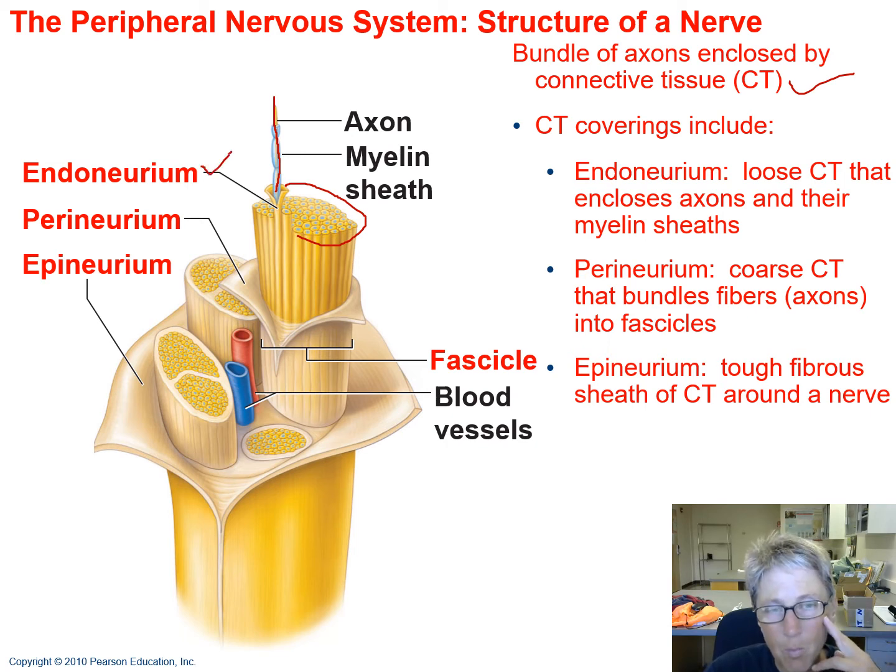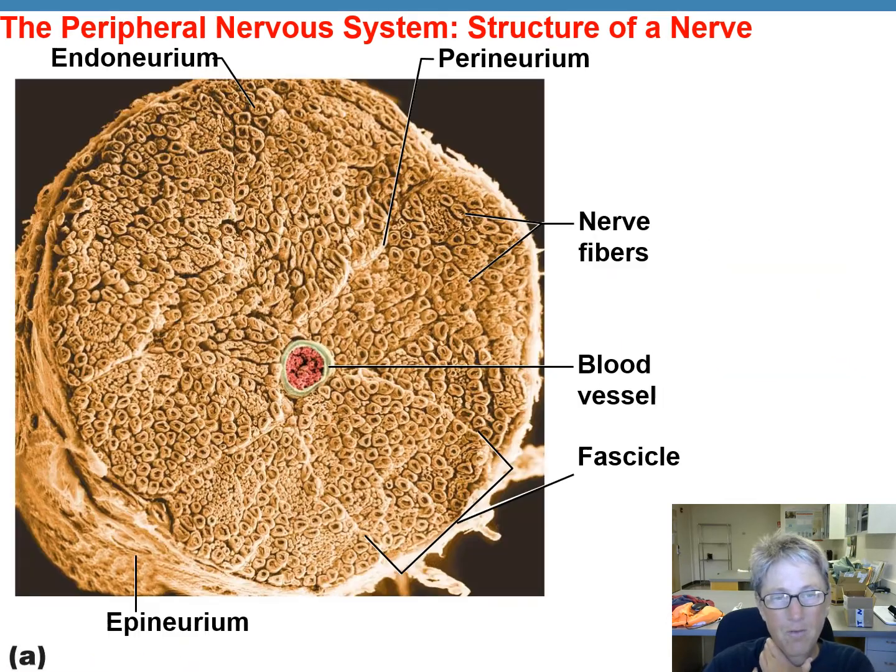And then if you have a whole bunch of axons enclosed in this thing called a fascicle, and you have connective tissue around a fascicle. That connective tissue is called the perineurium. And then if you have a whole bunch of fascicles together, wrapped up in connective tissue, that connective tissue is called the epineurium. So this kind of looks like, I don't know if you remember in muscle, the endomysium, the perimysium, and the epimysium. It's the same motif.